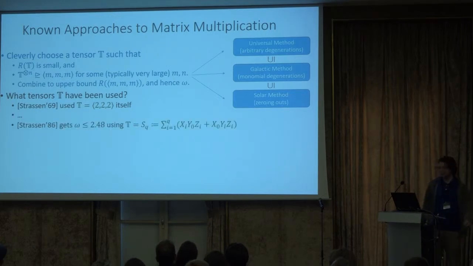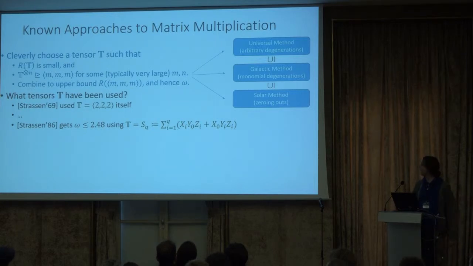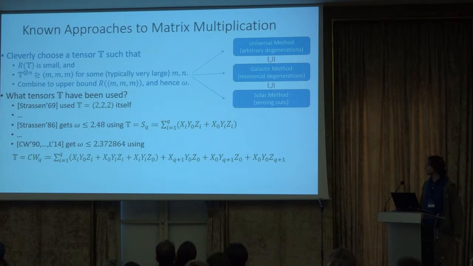One of the first algorithms that used a tensor that's not a matrix mult tensor was Strassen's in '86, where he used the so-called Strassen tensor. It doesn't matter at all what this is right now, but it's something which is not a matrix mult tensor. And the most recent results use the so-called Coppersmith-Winograd tensor. Again, it doesn't matter what this is right now. I'll tell you a little bit more about it in a second, but it's something which is not a matrix mult tensor.